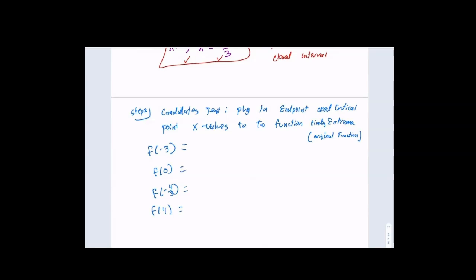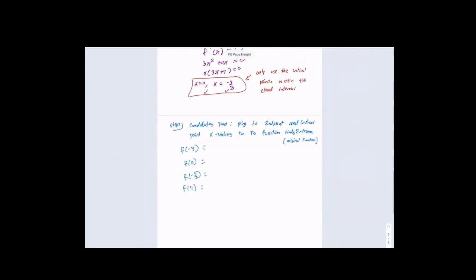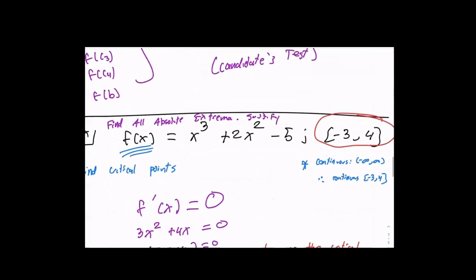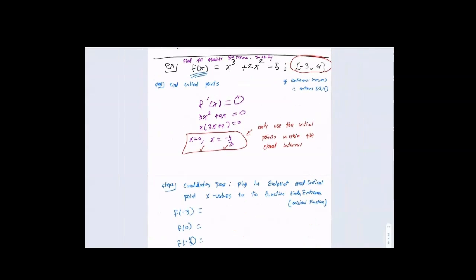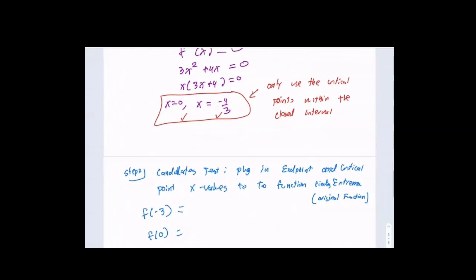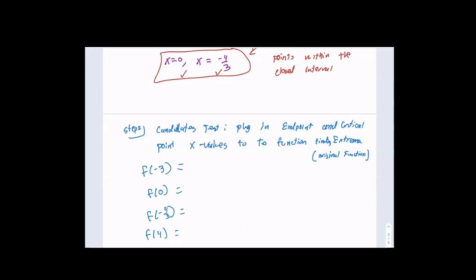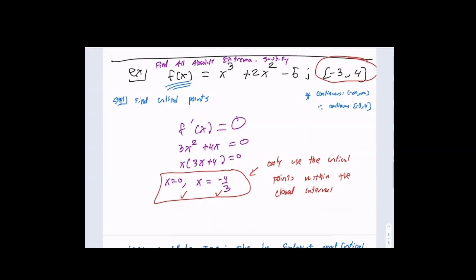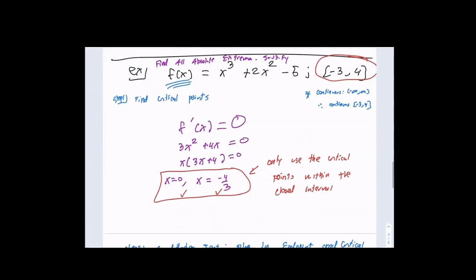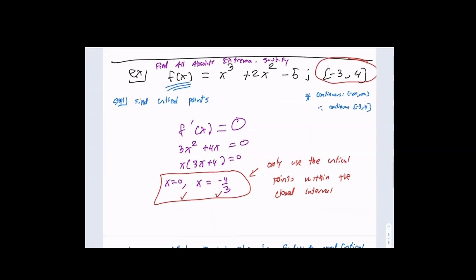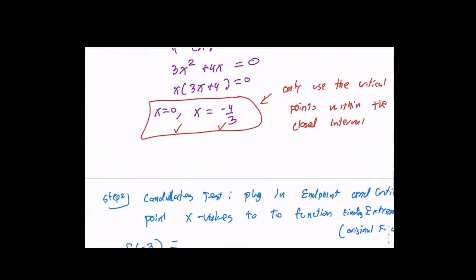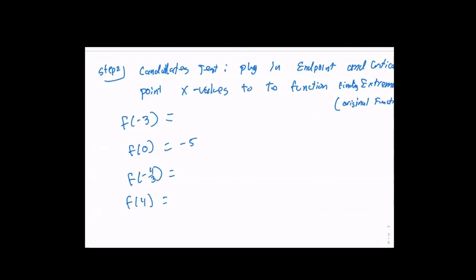I just plug them back in. Now you might use a calculator to do this. We're just plugging them into this function up here, x cubed plus 2x squared minus 5. I don't care how you get that value, as long as you can get that value. For example, f of 0 is the easiest one. What is f of 0? We can do that in our head. F of 0 is -5, right?